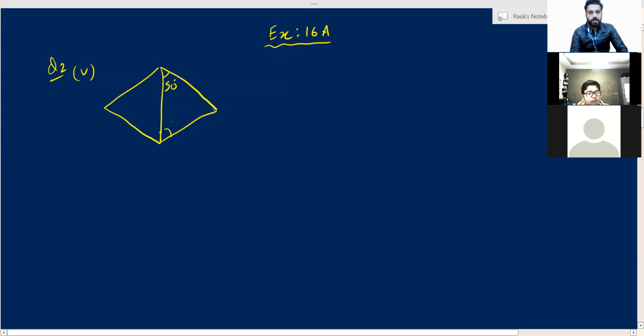50, 60, 70. Again 50, 60, 70. So we have to find out whether the two triangles are congruent or not, and if they are congruent, then by which rule. All of you, the two triangles are congruent by which rule?